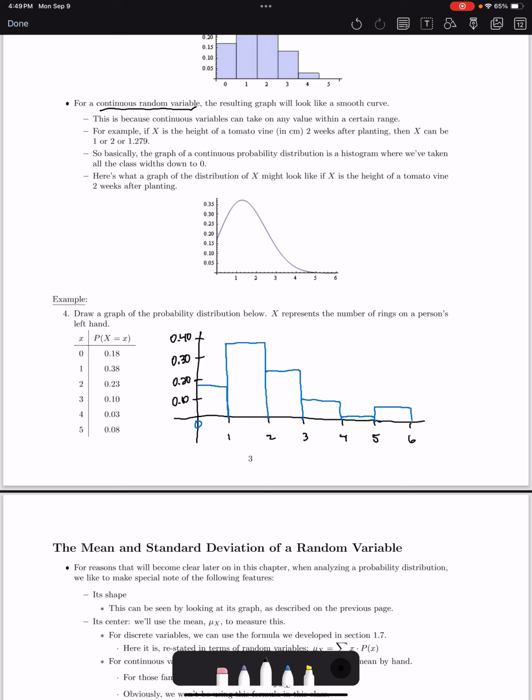We've done these kinds of graphs already, but I'm just showing you that, hey, you can do this with probabilities just like you could with frequencies or relative frequencies. This is number of rings down here on left hand.